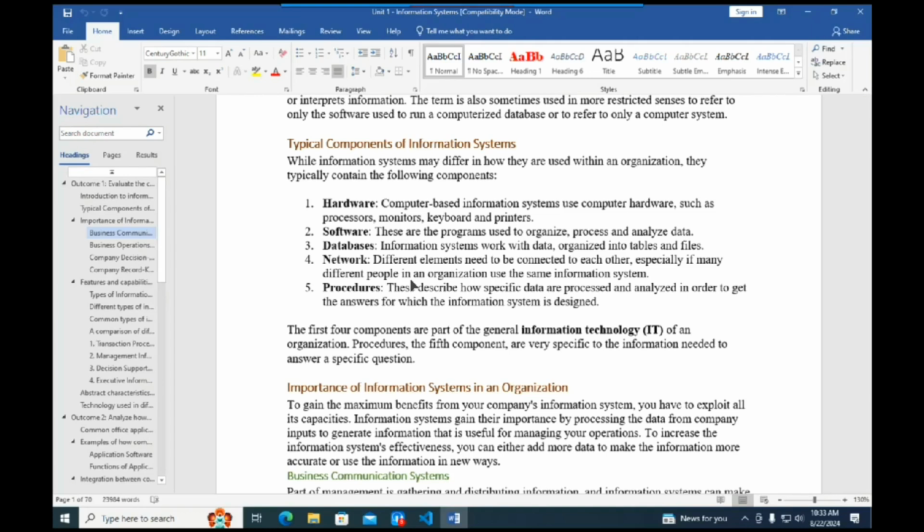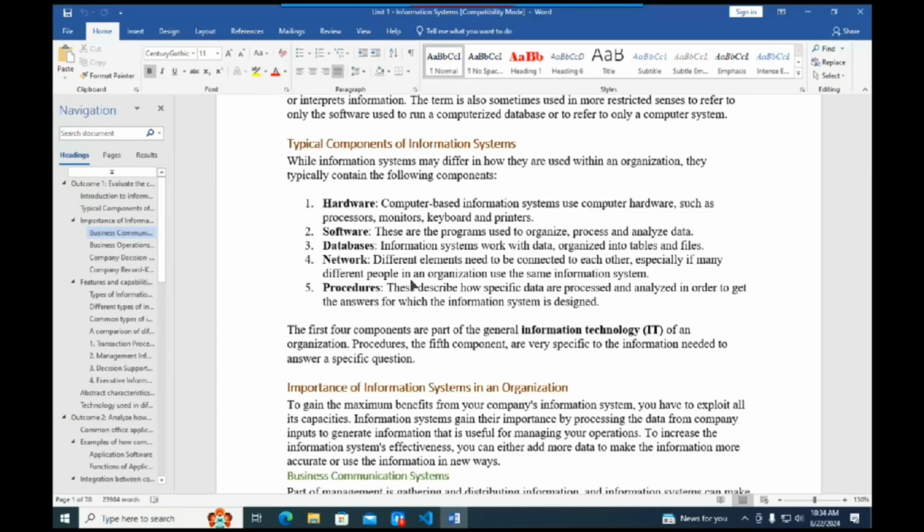Software. When we talk about softwares, we are talking about the programs that we use in computers to organize and process and even analyze data. So softwares are programs. The softwares are categorized in 2 major categories. The first one is system softwares, and the other one is application softwares.